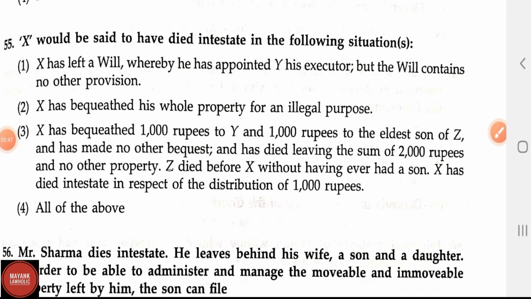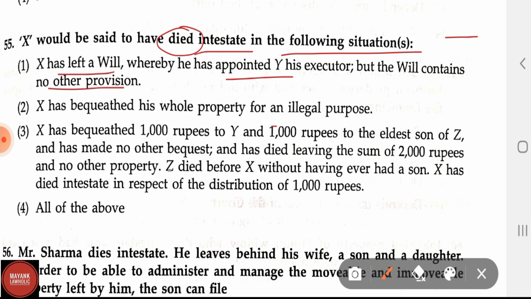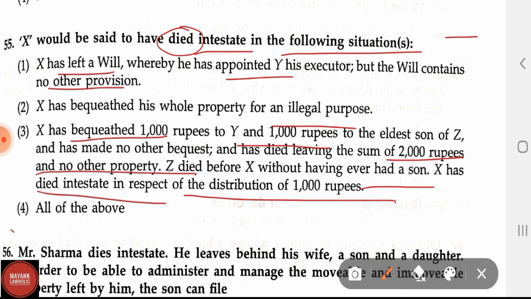Now we will see question number 55. Question number 55 is, X would be said to have died intestate in the following situations. Option 1, X left a will whereby he has appointed Y his executor, but the will contains no other provision. Option 2, X has bequeathed his whole property for an illegal purpose. Option 3, X has bequeathed 1000 rupees to Y and 1000 rupees to the eldest son of Z and has made no other bequest and has died leaving the sum of 2000 rupees and no other property. Z died before X without having ever had a son. X died intestate in respect of the distribution of 1000 rupees. And option 4, all of the above. In question number 55, the correct answer is all of the above.